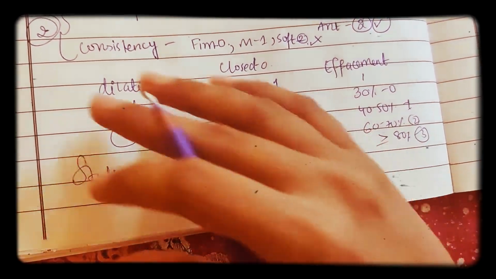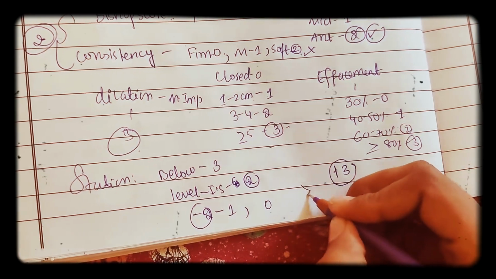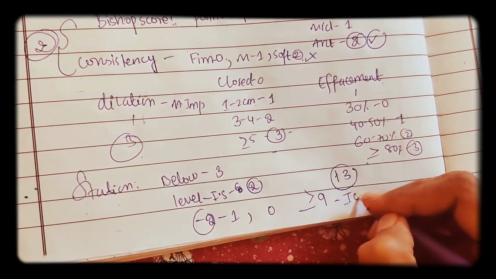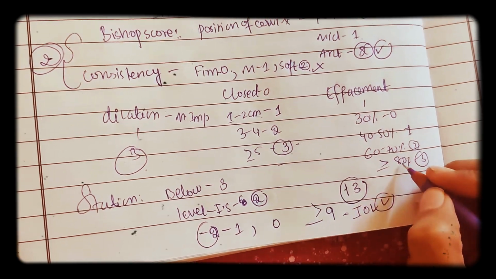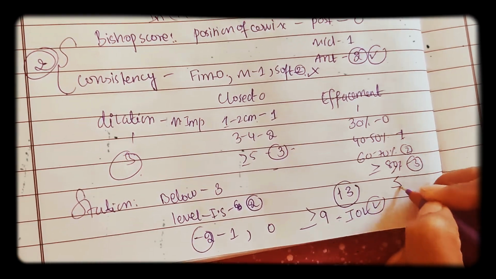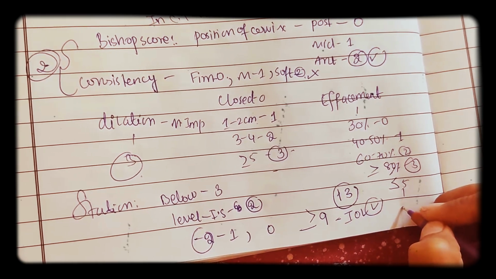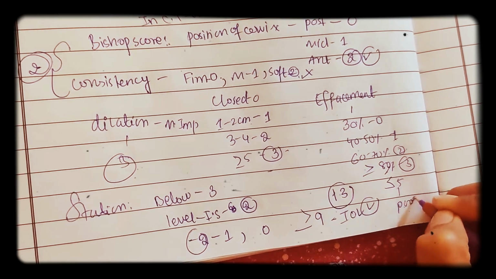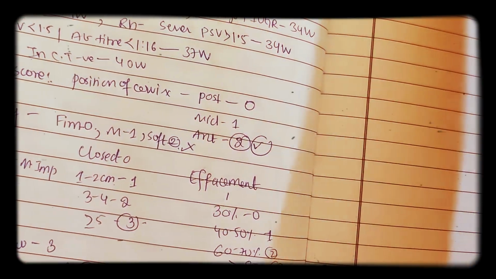In this 13, if you score a particular person and it is more than or equal to 9, then you say it is a success of induction of labor. But if the score is less than or equal to 5, then you say it's a poor score, that the ripening of cervix should be done. Okay. So this is how we define the Bishop score.